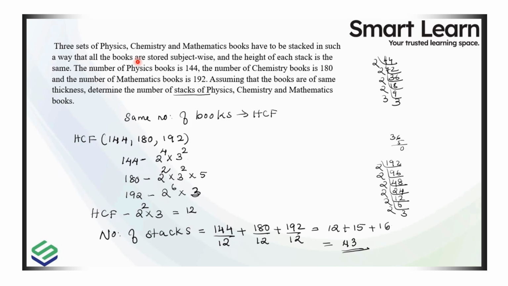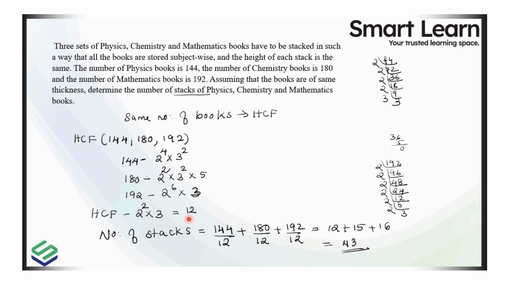Then next question. Here physics, chemistry, mathematics books are there. Then you have to arrange the number of physics books, number of chemistry books, number of mathematics books. Here same thickness, same number of books. That means same number of books, here you have to find the HCF. Then you write the factors. Then common prime, here 2 and 3. And least exponent of 2 will be square and the least exponent of 3 will be 1. So you will get 12.